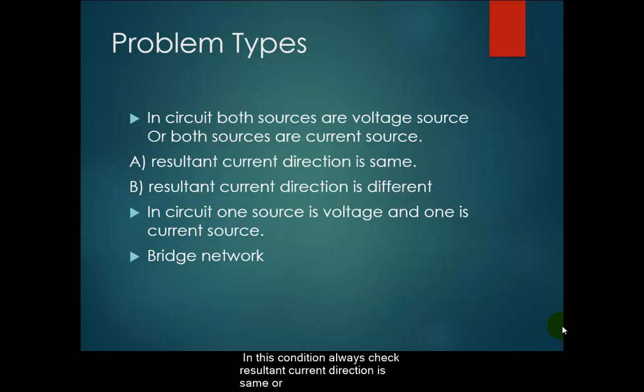In the second category, the circuit has one voltage source and one current source. And the last and special category is a bridge network. So these are the three important problem types we have to solve to become expert in superposition theorem problem solving.